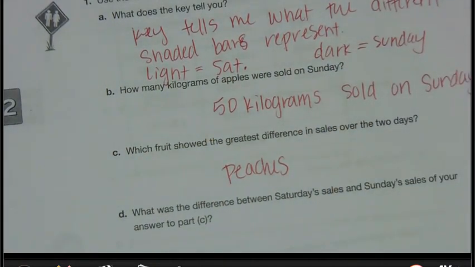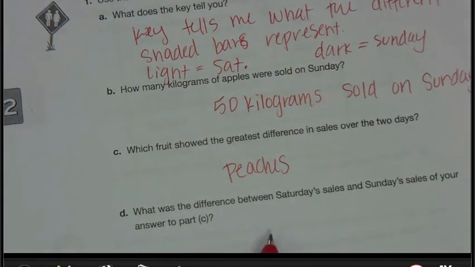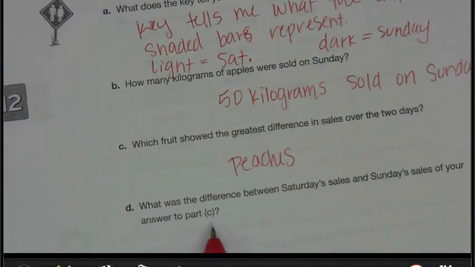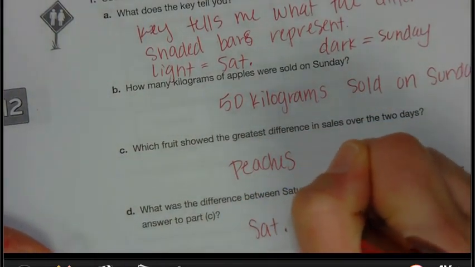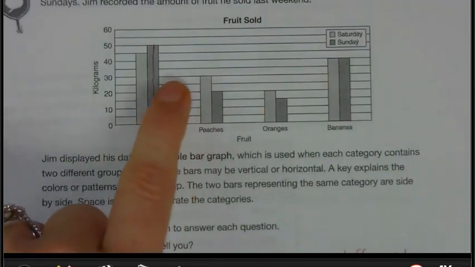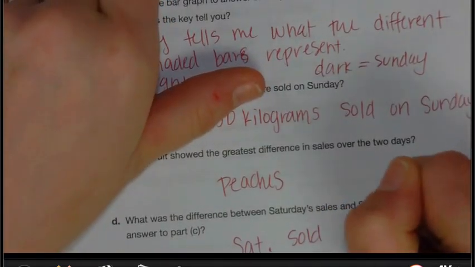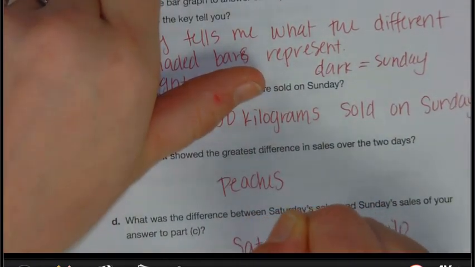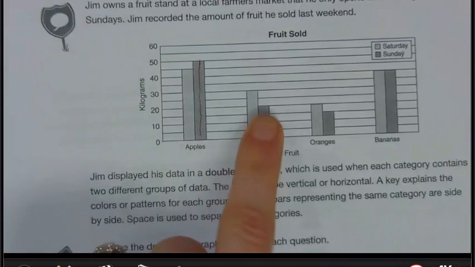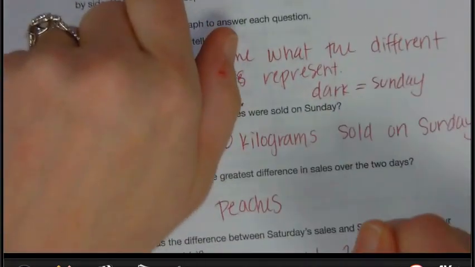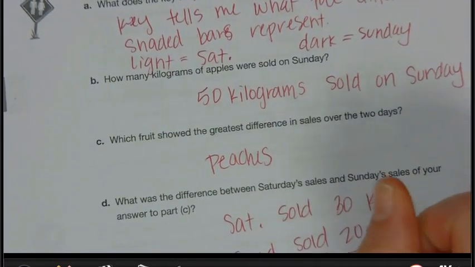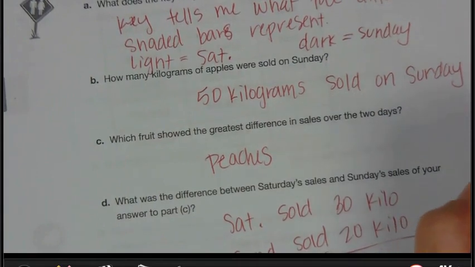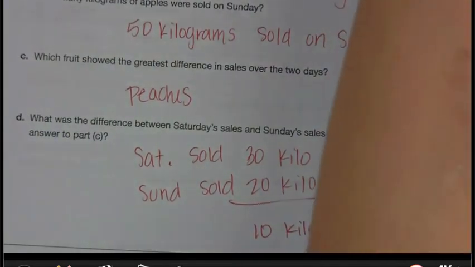Okay, peaches showed the greatest difference. And then what was the difference between Saturday sales and Sunday sales of your answer for part C? Okay, well, we saw that Saturday sold 30 kilos. Sunday sold 20. Saturday sold 30, Sunday sold 20, for a 10 kilogram difference.